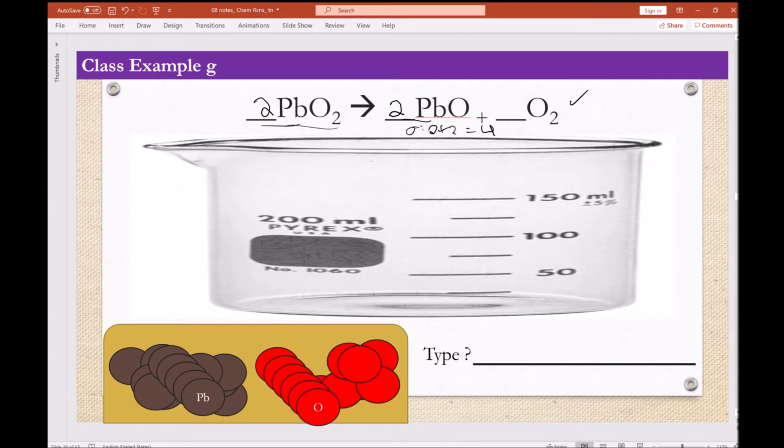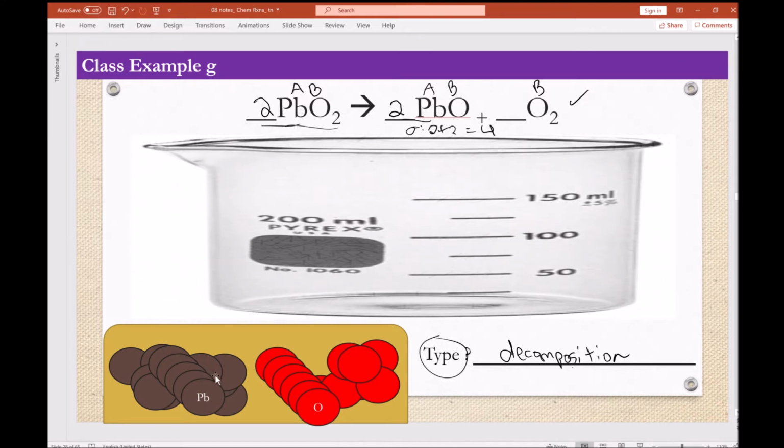If we look at this type of reaction, I have element A and element B, and they break down into A, B, and B. So because they're breaking down, this is a decomposition reaction.